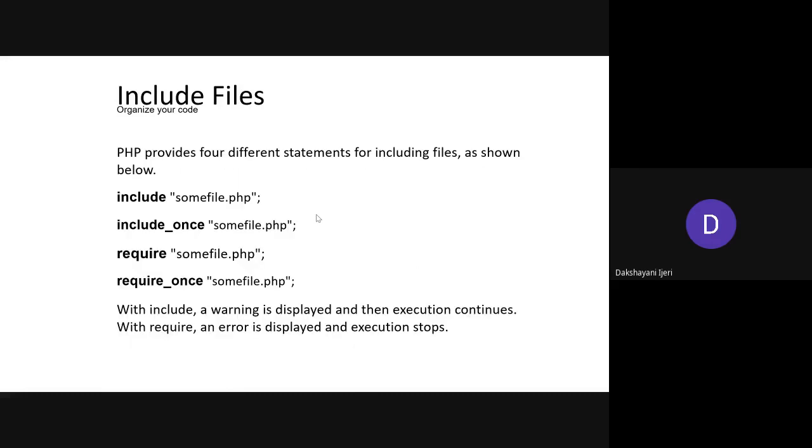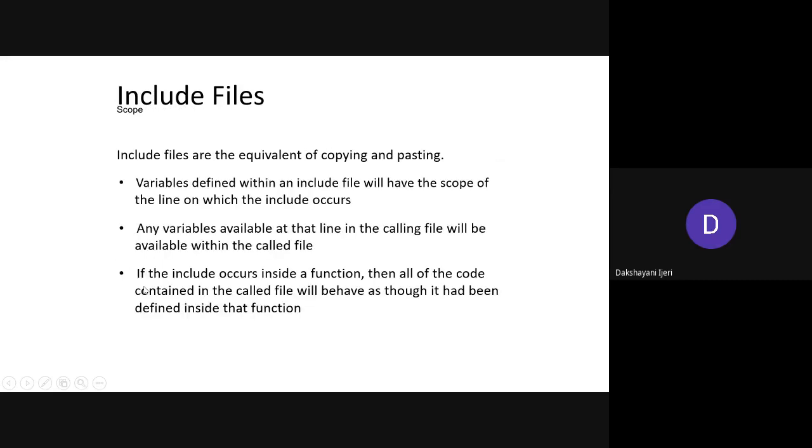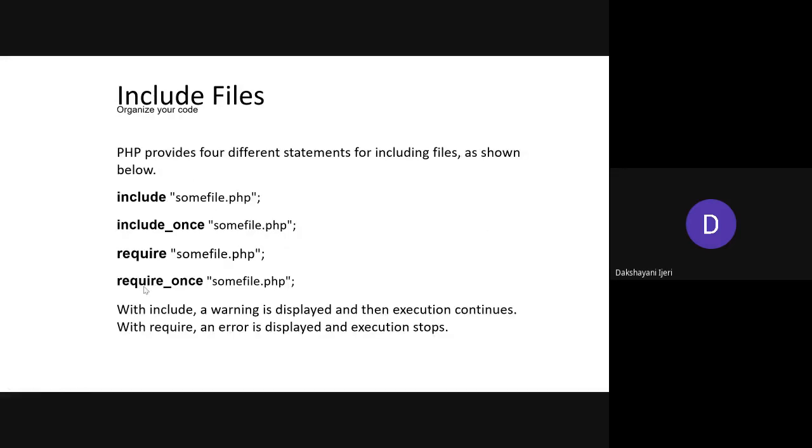We'll see this with an example, and there are four types that you can use here. One is include, another is include once, and this is require, and it is require once here. Okay. So now what is the difference between all these four? We'll see the example, and then we'll get into the explanation.